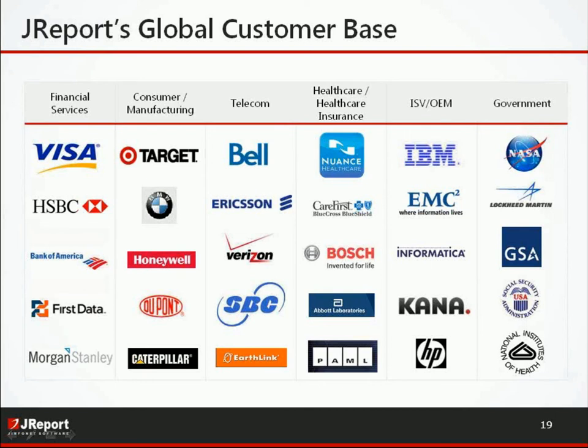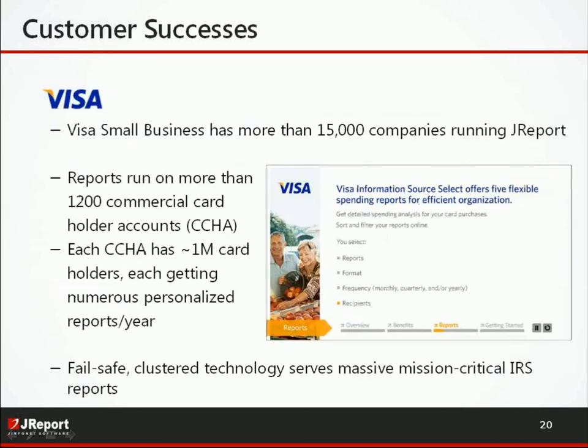To talk about a couple of the specific partnerships and OEM customers we have, let's first start with Visa. Visa is using JReport through their VIS Select application. Through VIS Select, over 15,000 companies are running JReport embedded into that application. They fully customized JReport to work in VIS Select. In their application, reports run on more than 1,200 commercial cardholder accounts, each with over 1 million cardholders. This is a huge system. They're mission-critical reports, and they're using fail-safe cluster technology, a highly scalable system to serve their massive number of users. We're very proud to be working with Visa.